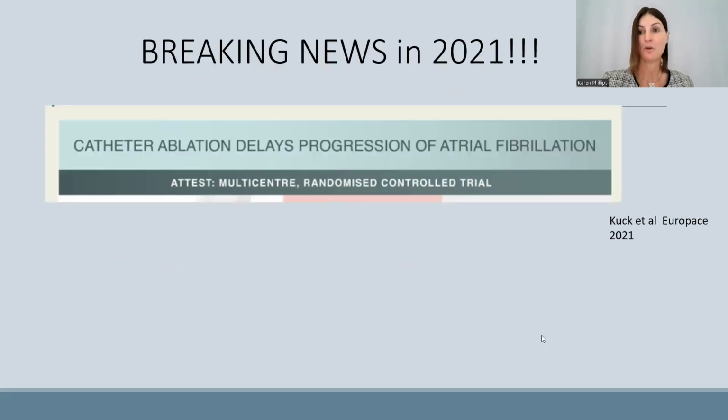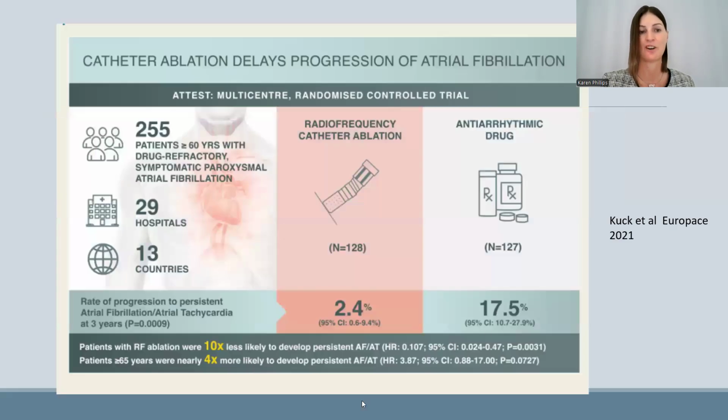All right, more breaking news, but this is not the latest news because this was breaking news back in 2021. And as I said, this is the basis for why atrial fibrillation ablation treatment is now being recommended sooner and, indeed, first line in patients. That's because we discovered from this important clinical trial that catheter ablation definitely delays the progression of atrial fibrillation.